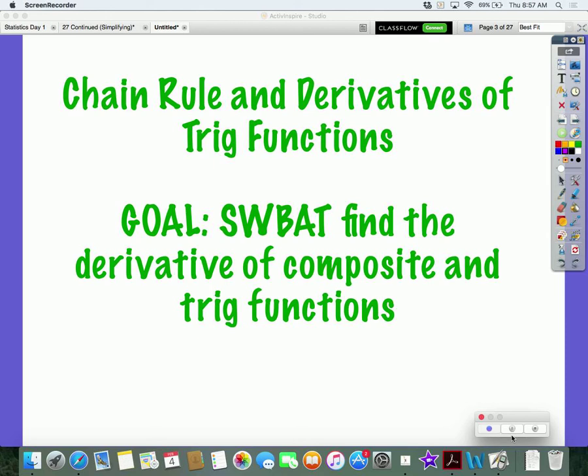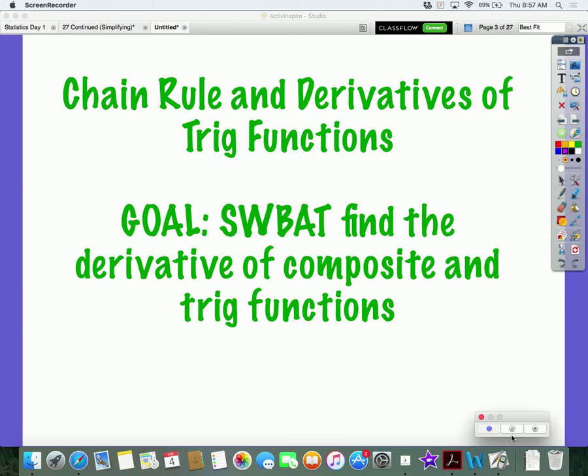You guys remember what composite functions are, correct? Composite functions. Composition of functions, maybe. A function within a function. That is what a composite function is, okay?